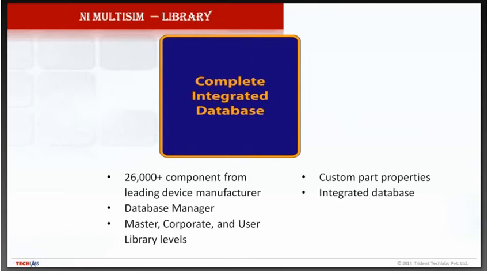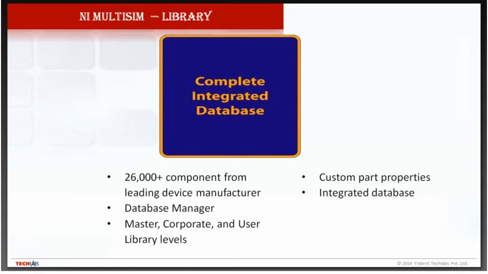Over 26,000 components are in the libraries from different real manufacturers, with all their real characteristics and properties. We can also manage the database, where we can create our own components and our own models, and save them into a new library, apart from the libraries already existing in the Multisim software.